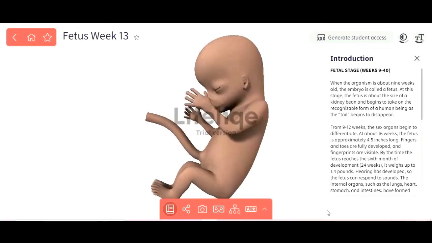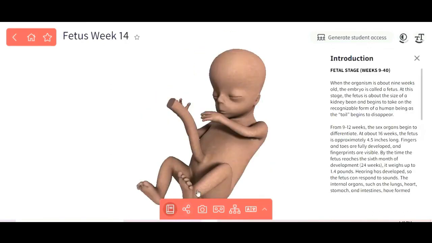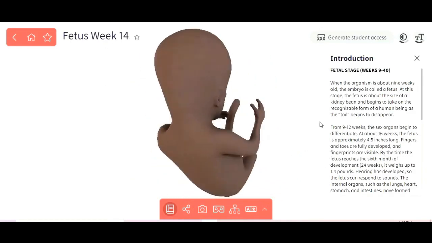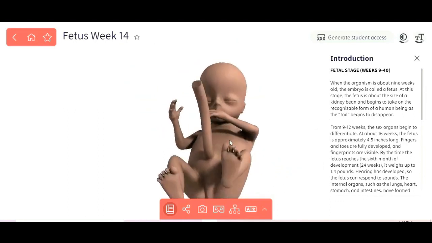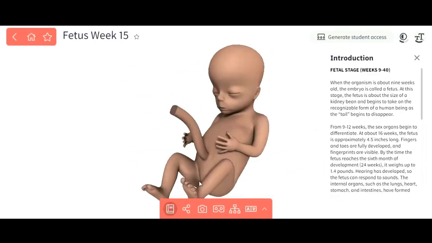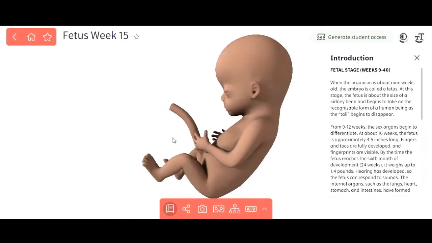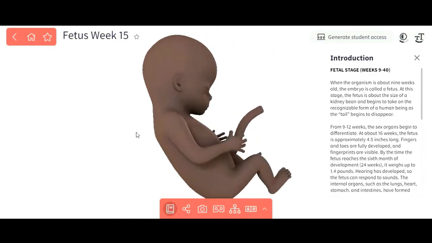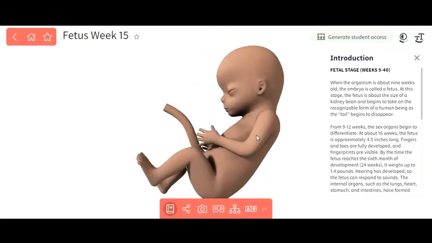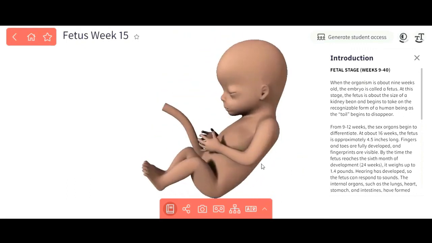And next we have fetus week 14, and we can see as the tail begins to disappear. And then we continue to fetus week 15. So this is the 3D animation. You can move and see from the other side.